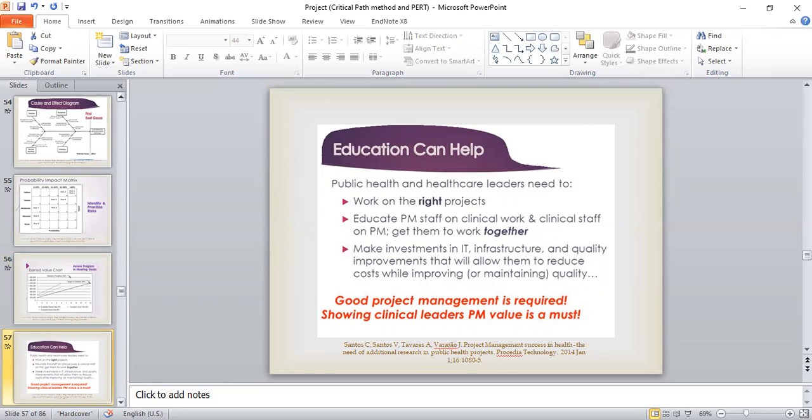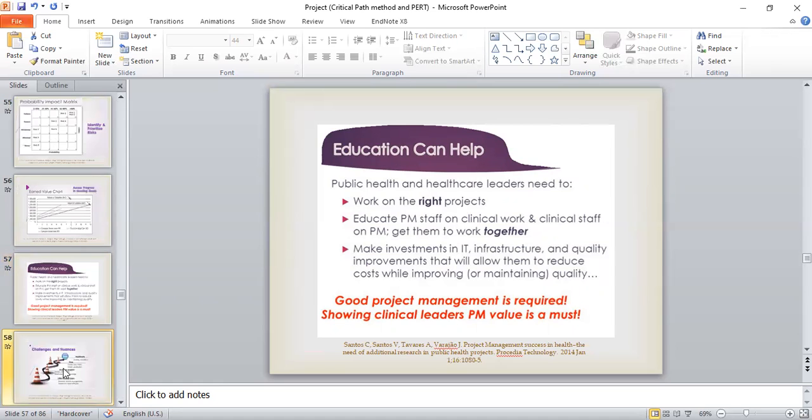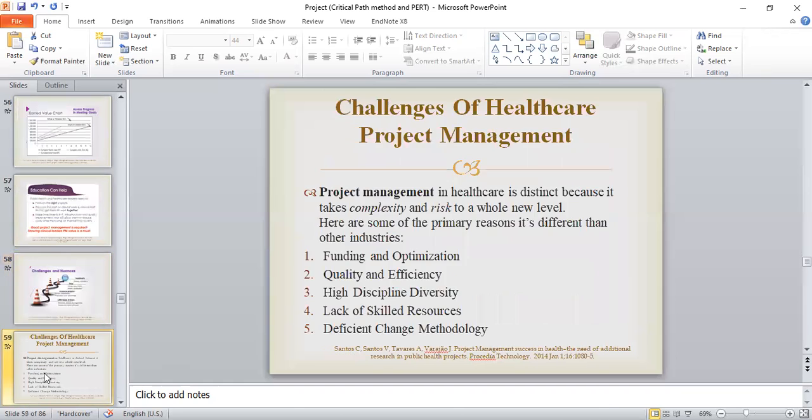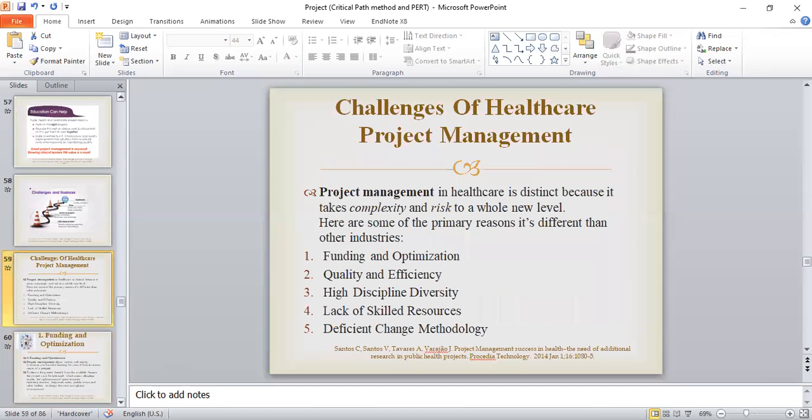Good project management is required; showing clinical leaders project management value is a must. Therefore, there are some challenges in achieving the goal. For example, in healthcare there are quality, real-time factors, privacy, complexity, time frame, and little basis in project management in the healthcare basic structure. Therefore, healthcare is distinct and complex, and risks include funding and optimization, quality and efficacy.